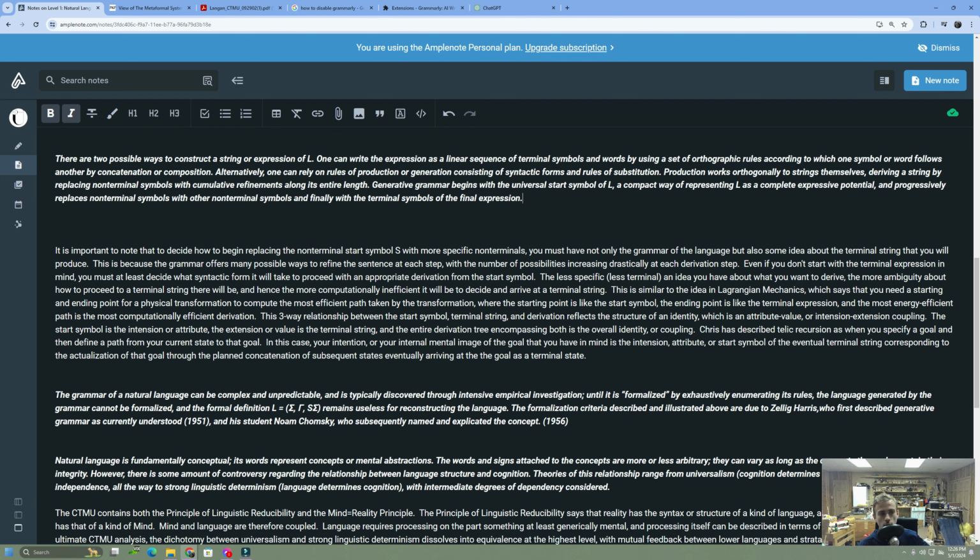the more efficient the computation, so to speak, of the derivation of the terminal string is going to be, because it's going to involve less ambiguity with how to proceed down the levels of specificity. So ultimately, if you know in advance what the terminal string is going to be, then you can know what the most direct derivational path from the start symbol to the terminal string is.